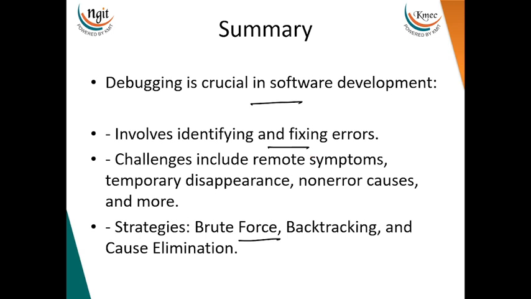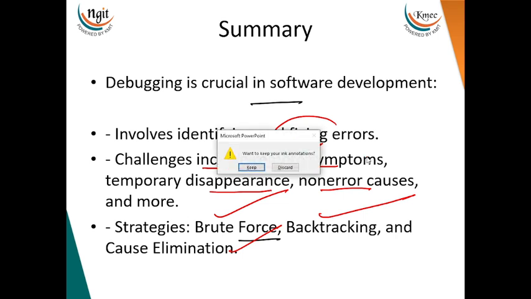So, in summary, debugging is a critical part of software development, involving identifying and fixing errors. It uses brute force, backtracking, and cause elimination. Challenges include remote symptoms, temporary disappearance, and non-errors as the cause. I hope I have already cleared this.